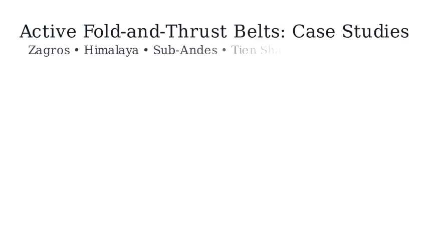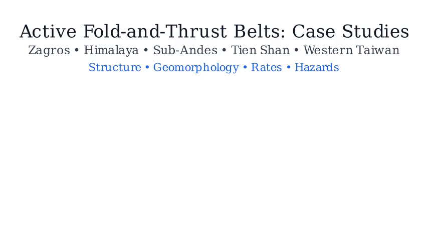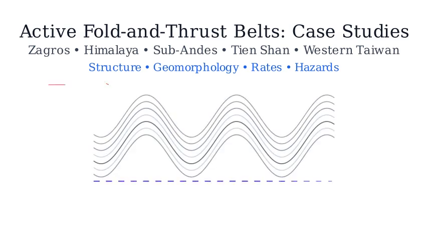Welcome! In this lesson, we will build an intuitive picture of active fold and thrust belts around the world. We will look at 5 case studies: the Zagros Mountains, the Himalayan foreland, the Sub-Andes, the Tian Shan, and Western Taiwan. Along the way, we will connect structure, rivers, climate, and earthquakes to understand how folds grow and how landscapes respond. Before the world tour, let's anchor the ideas with a simple schematic.